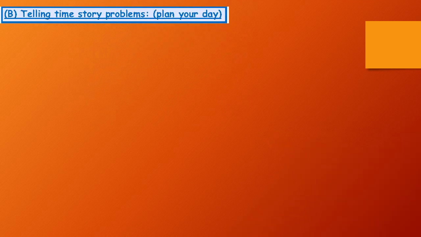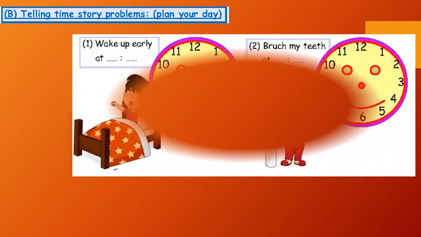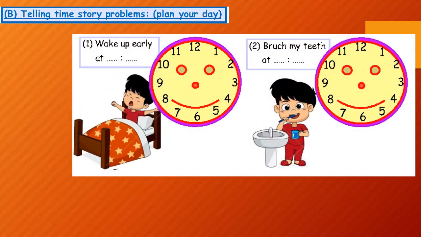B. Telling time to solve our problem: plan your day. If we wake up early at 6:30 a.m., the time will be short hand at 6 and the long hand at minute number 30. And we brush our teeth first in the morning. The time will be 6:40 a.m. That means the short hand between 6 and 7, the long hand on minute number 40.